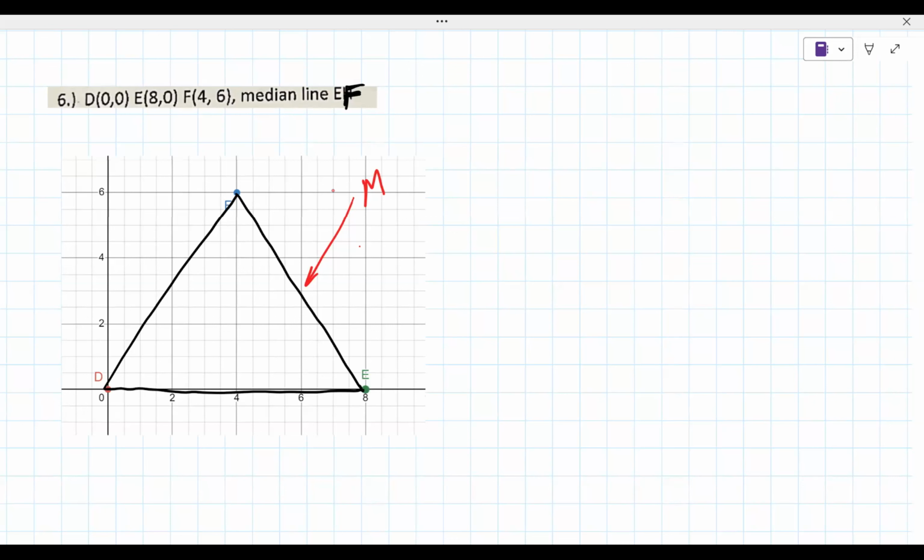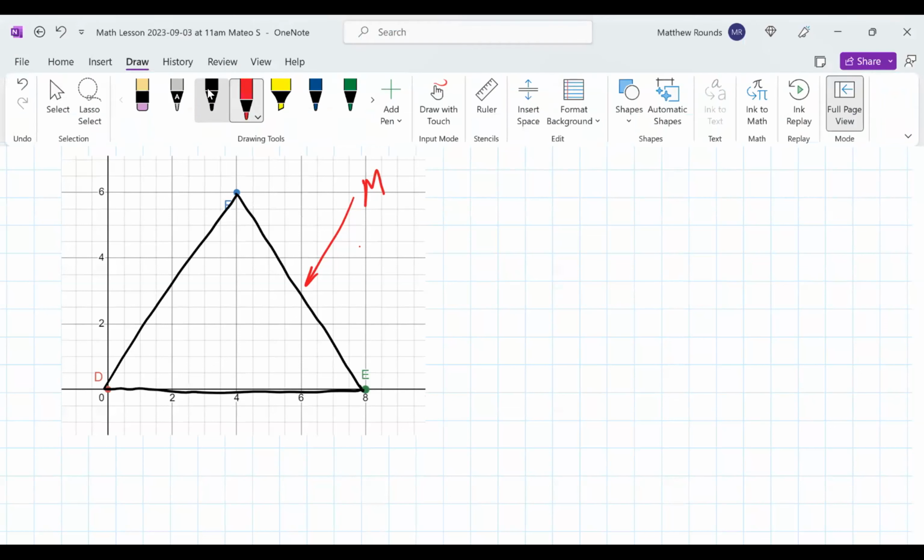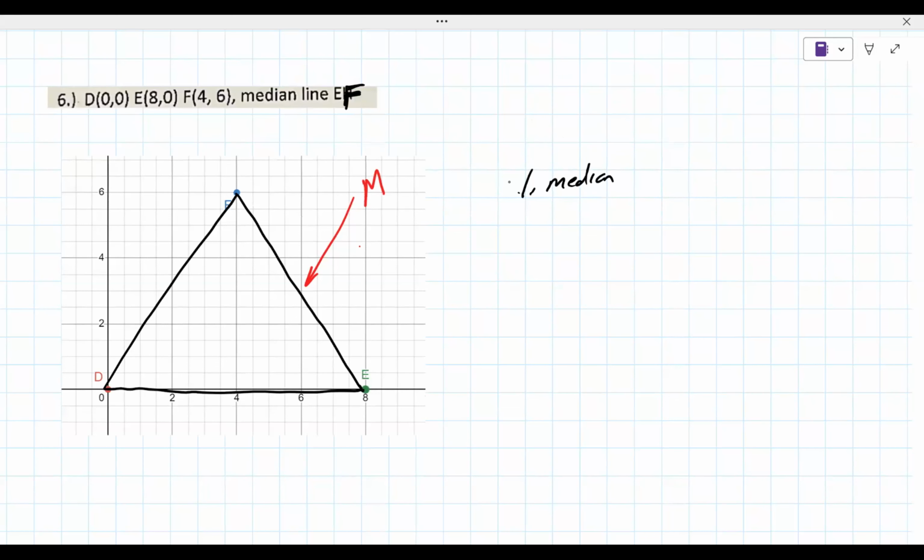All right, what do you got for your midpoint? Sorry, I misspoke. Good, 6,3. So you can call that M if you want. I think that's a good idea.